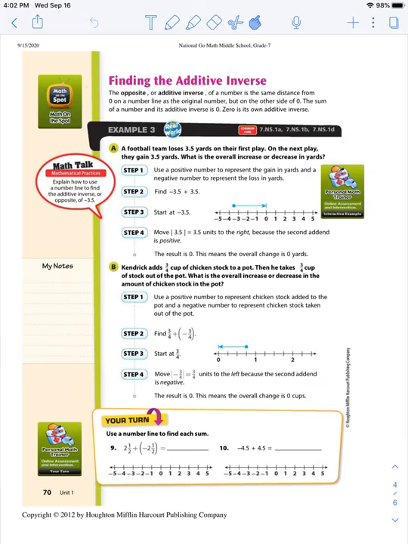All right, so one of our vocab words this year is going to be the opposite or additive inverse. The opposite or additive inverse of a number is the same distance from 0 on the number line, but it has the opposite sign. So in example A, they use -3.5 and +3.5. Those are opposites, so if we add them together, they equal 0. Same thing if we have 3/4 and -3/4. Those are opposites. If we add them together, they equal 0.